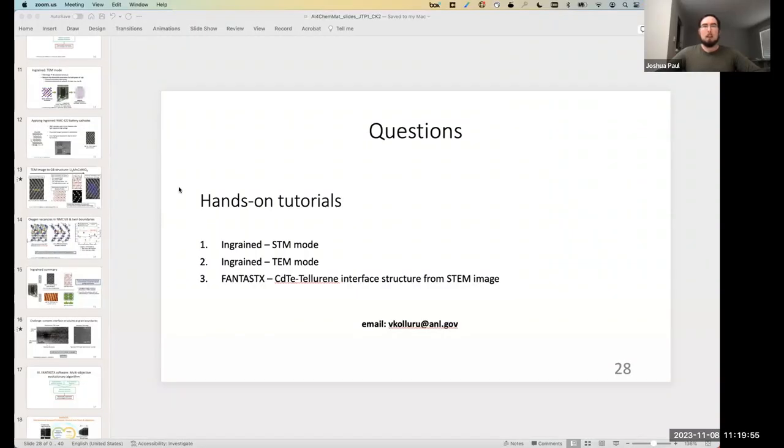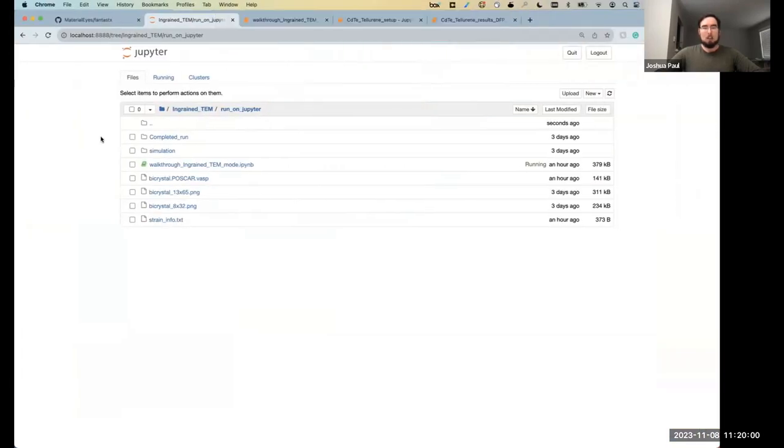So now Chaitanya will present the transmission electron microscopy tool and the FANTASTX tool. Yeah, thank you, Joshua.